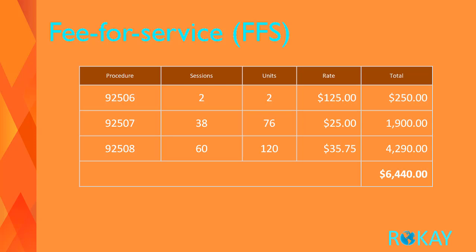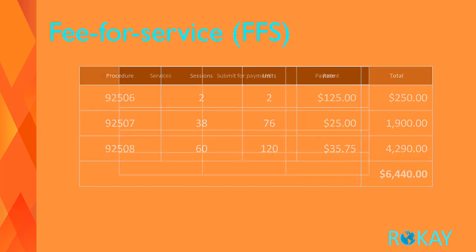That's 76 units times $25. And so you can see the math. And at the end of this, they say, state, you owe us $6,440. Now, again, that's just an overall example. Obviously, there's a lot more detail to it, but it gives you an idea of how fee-for-service works.